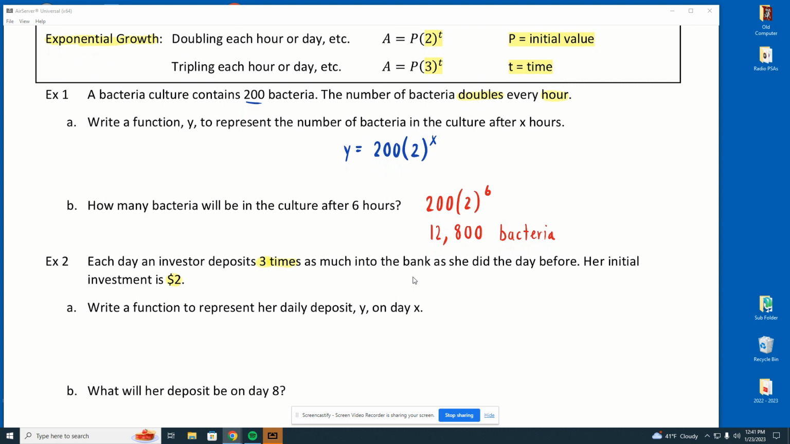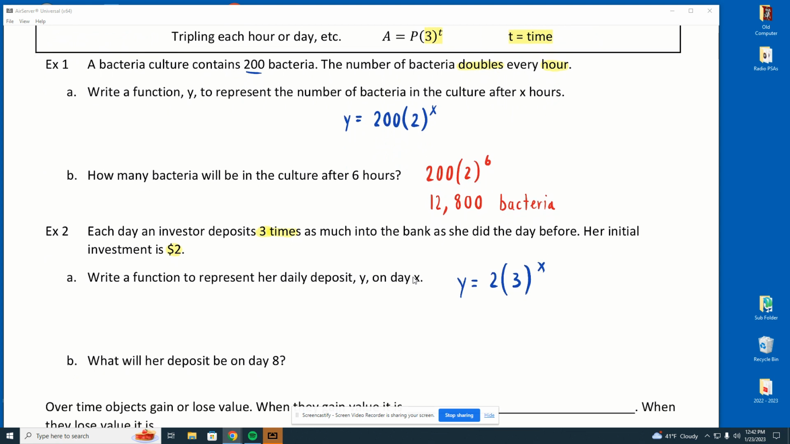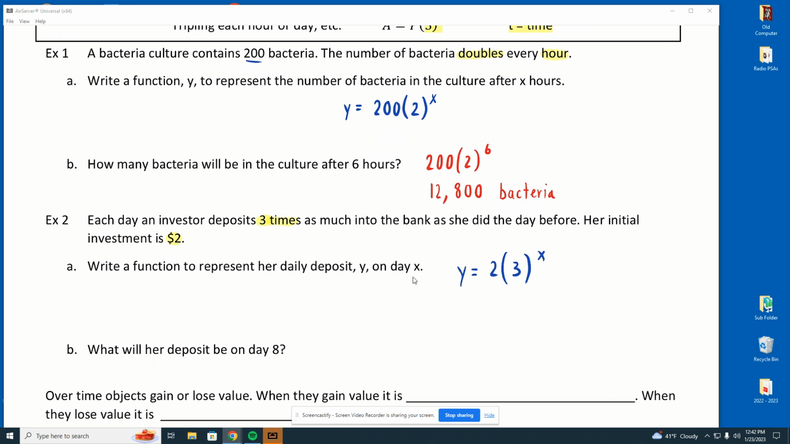So here's my equation. Write a function to represent her daily deposit, y. So my total amount, A, we're replacing with y, equals, what's the P value? 2 times 3 raised to the x. That's my equation. What am I not going to do? I'm not going to multiply 2 by 3 and change this equation to 6 to the x power. Do you hear me? I'm telling you, people do that all the time, and it's wrong. Okay? Do not.